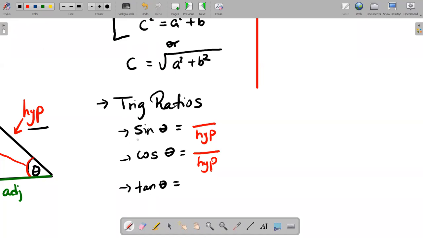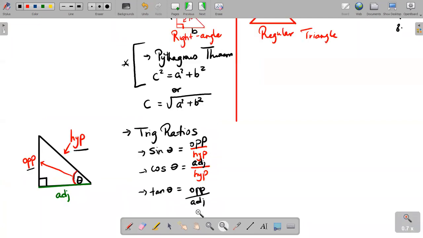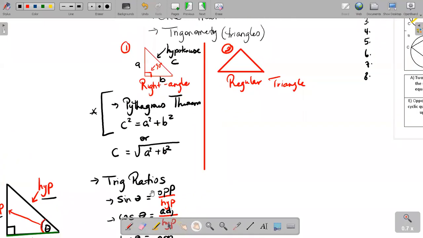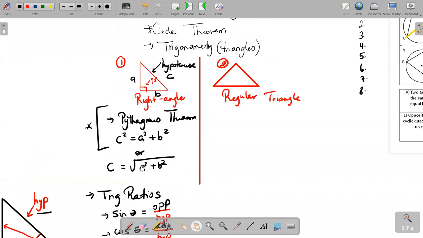All right, so sine is always going to use opposite, cos is going to use adjacent. So what's the formula for sine theta? Opposite over hypotenuse. What's the formula for cos theta? Adjacent over hypotenuse. And the last one, tan, is simply opposite over adjacent. So these are the formulas you should know by now. If you know you don't know them, please take notes.